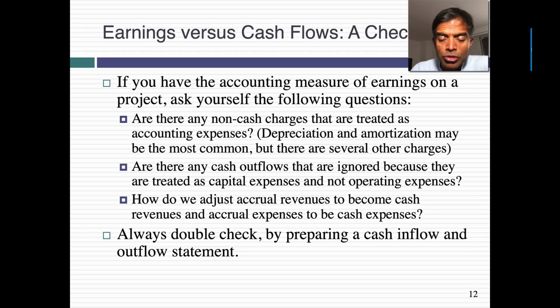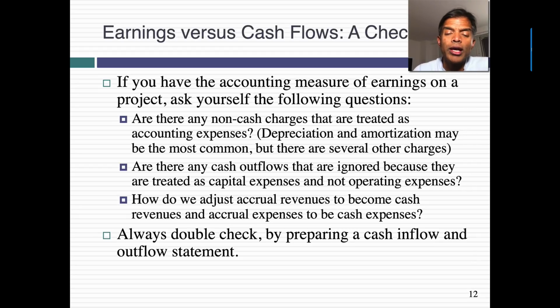First, once you've computed earnings, the first thing you're checking is: are there any non-cash charges that are treated as accounting expenses? Depreciation and amortization may be the most common, but they're not the only ones. Second, are there any cash outflows that are being ignored? And the answer is, of course, your capital expenditure is a cash outflow, but you're ignoring it because you're so focused on computing accounting income. And third, you need to adjust accrual income to cash income, and that's what the change in working capital does.